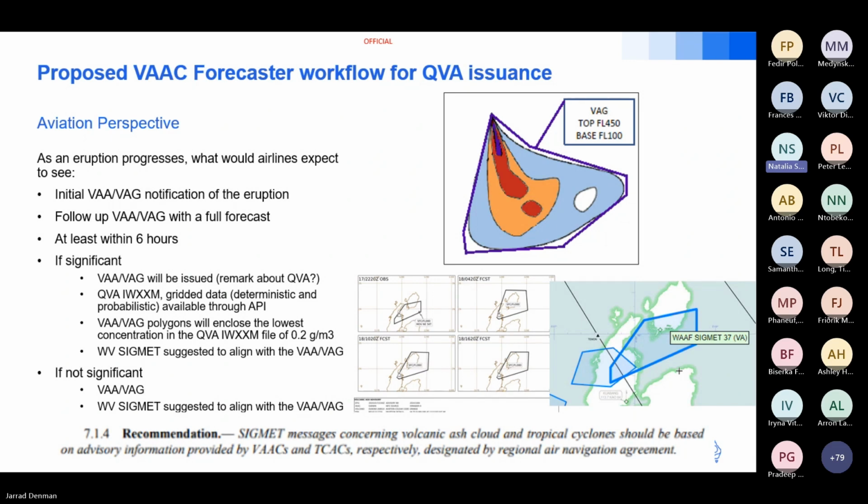As Paula said before, it's not changing. It's suggested that it should be based on, which is down the bottom. The wording is still there and will be there in the next update to the Annex. If it's not significant, then you'll be getting the volcanic ash advisory and graphic, and then the volcanic ash SIGMET, which will still be aligning with the volcanic ash advisory and graphic.